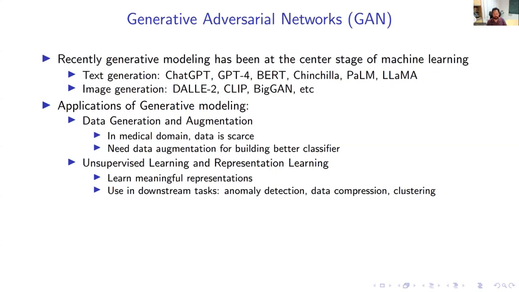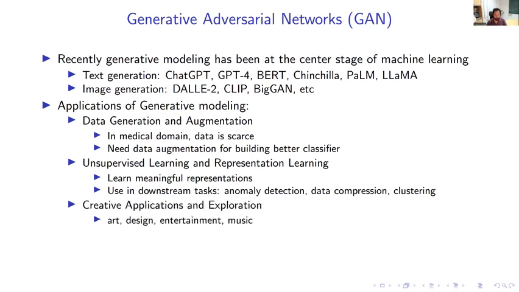It could be used for representation learning, and then later on for downstream tasks, for instance, anomaly detection, data compression, and clustering. Obviously, generative models now have many creative applications. For instance, in art, it can generate some new art forms. It can create some new designs, for instance, new bedroom design, new restaurant design, or it could be used in entertainment in many ways, for image processing, video processing, and then also for image generation.